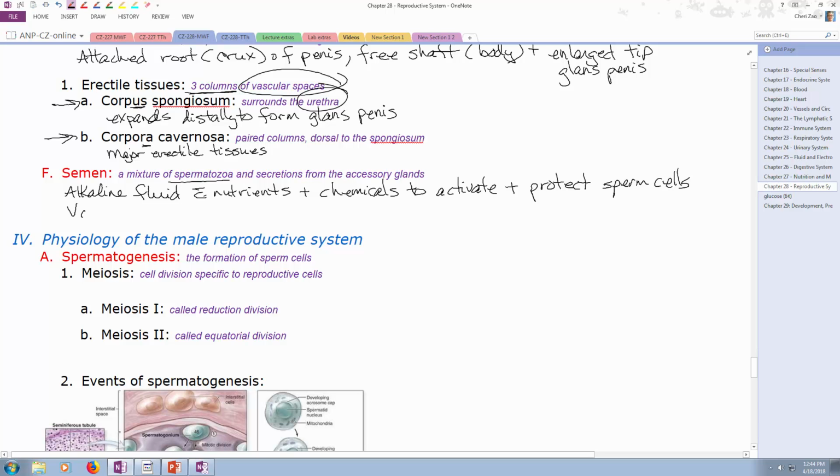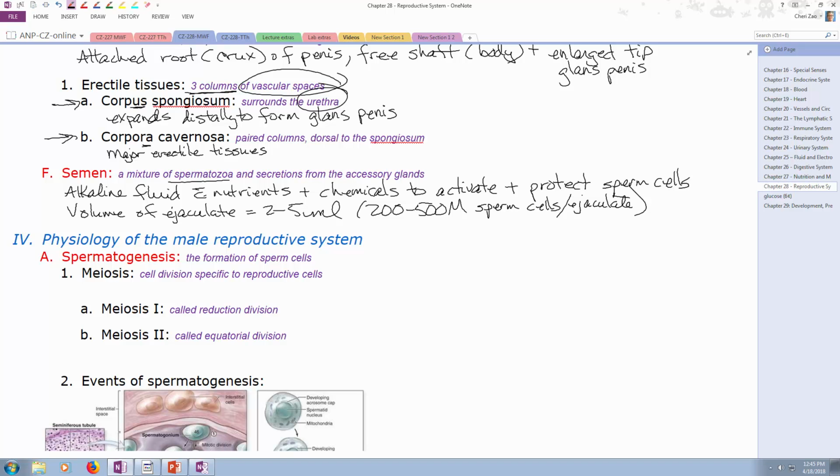The typical volume of ejaculate is anywhere from 2 to 5 mLs or cc's, whatever you prefer, which means we'll have anywhere from 200 to 500 million sperm cells per ejaculate. What's the population of the United States? It's a little over 300 million. So that's a lot of sperm cells.